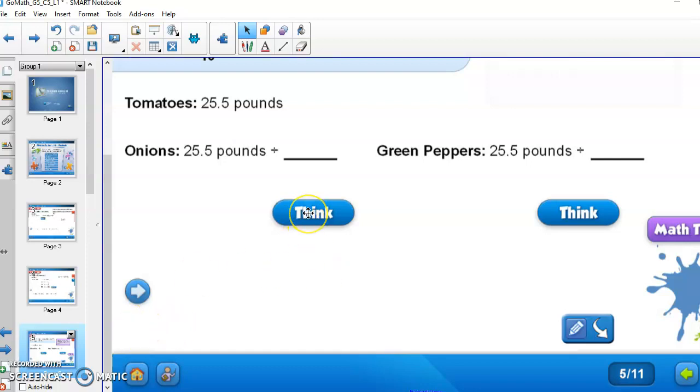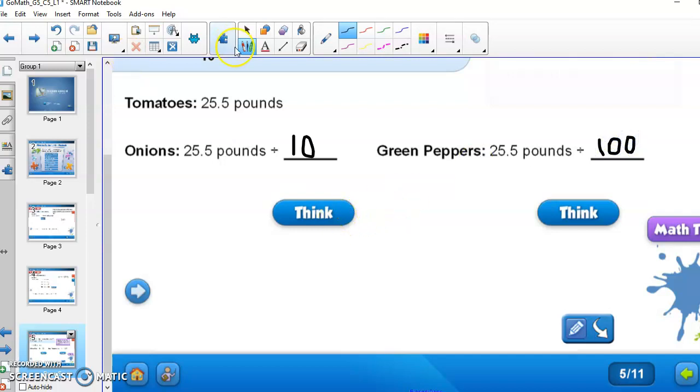So we're going to think. For the onions, he used 1/10 pound of onions. So I'm really dividing that by 10. 1/10 the amount is the same as dividing a number by 10. For the green peppers, it says that he used 1/100th the amount of green peppers as tomatoes. So I'm taking the number of tomatoes, and I'm finding out what 1/100th of this number is. To do that, it's the same as dividing by 100.